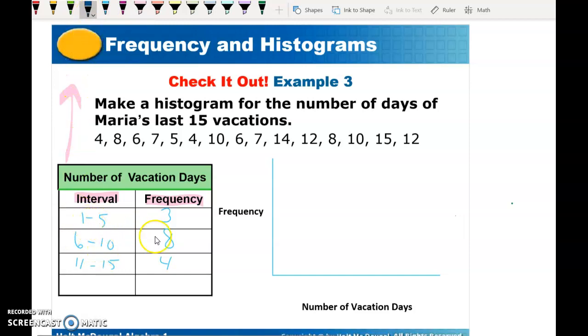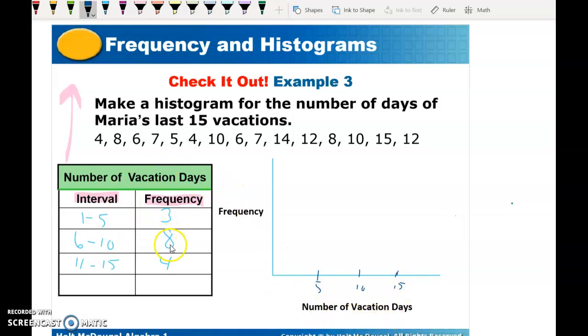So my first interval is from 1 to 5. Okay, so we're going to divide this up. There's 5, and there's going to be 10, and then there's 15. So I'm just putting in, there we go, the endpoints of the intervals.